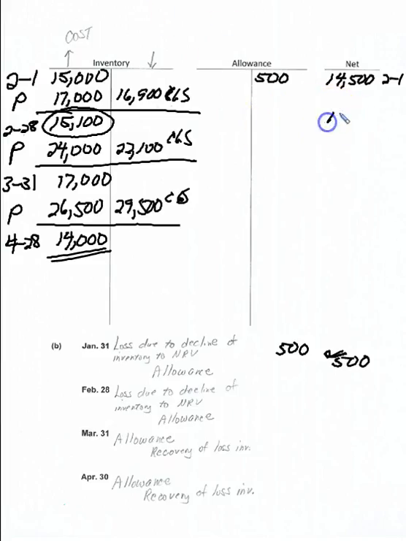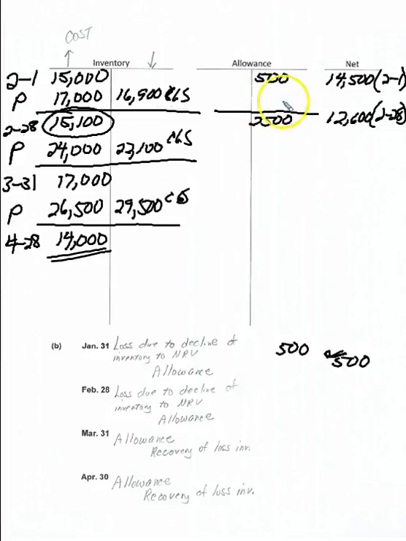So it's going to be $12,600. So we want the net to be $12,600 at the end of February, February 28. So we want the balance, or the net amount, to be $12,600. All right, so I know that. So if I know there's $15,100 in inventory, and I want the net amount to be $12,600, so the allowance account needs to have a balance of $2,500. $15,100 minus $2,500 is a balance of $12,600. So I figure out what the balance in the allowance account needs to be. Now I'm going to make an adjusting journal entry to get it there.